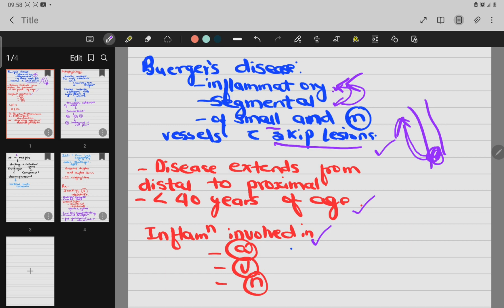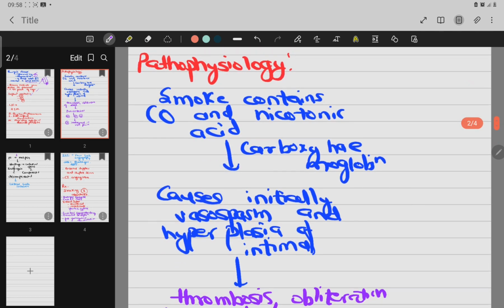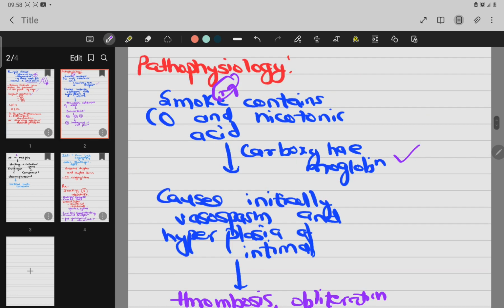Now let us talk about pathophysiology first. Smoking is one of the factors here. Smoke contains carbon monoxide and nicotinic acid. When it goes into the blood, what happens? It combines with hemoglobin and forms carboxyhemoglobin.